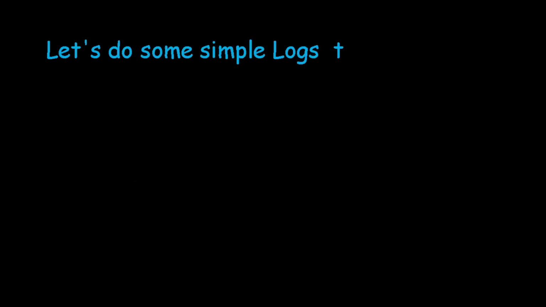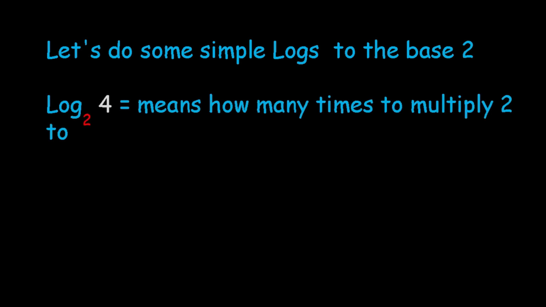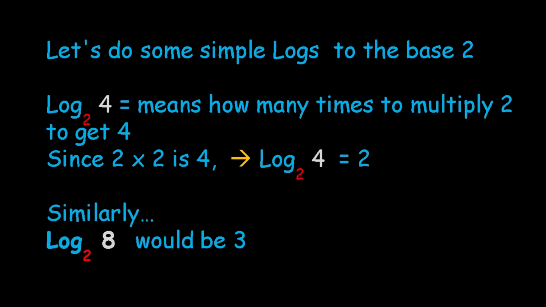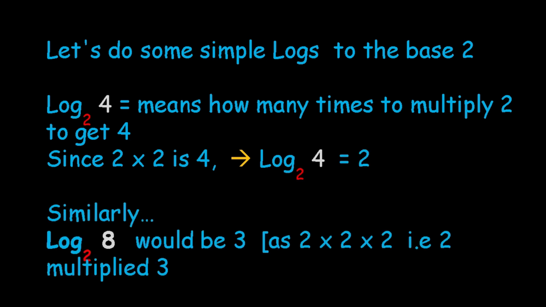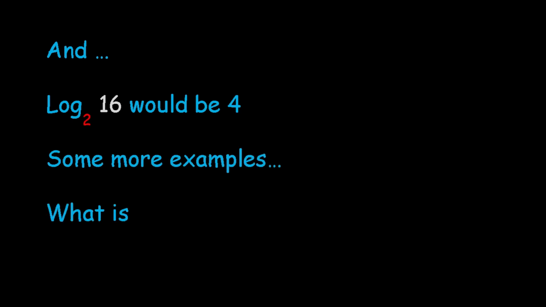Let's do some simple log to the base 2 examples. Log of 4 to the base 2 means: how many times do we multiply 2 to get 4? Since 2 multiplied by 2 is 4, log of 4 to the base 2 is 2. Similarly, log of 8 to the base 2 would be 3, as 2 multiplied by 2 multiplied by 2, that is 2 multiplied 3 times, is 8. And log of 16 to the base 2 would be 4.